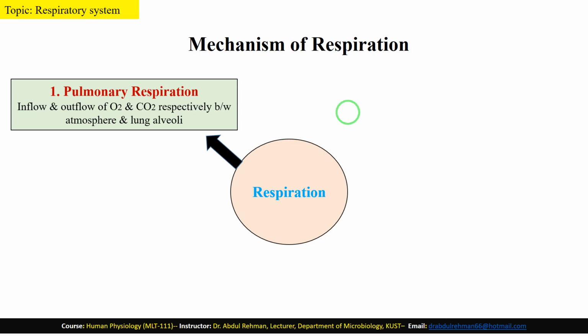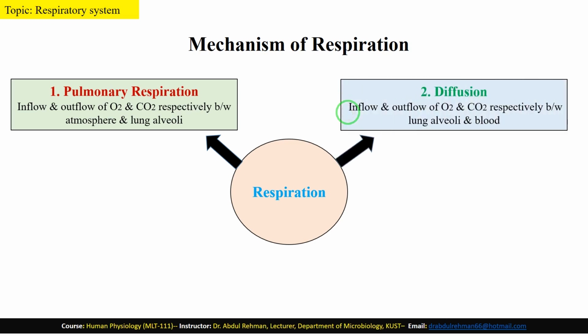After this, there is the diffusion phenomenon. In diffusion, there is the exchange of oxygen and carbon dioxide between lung alveoli and blood. This is the second step. So oxygen present in the lung alveoli enters the blood, while carbon dioxide present in the blood enters the lung alveoli.